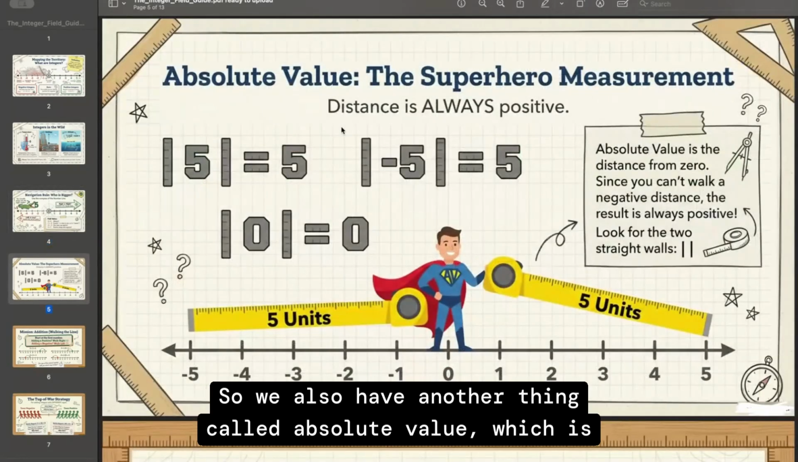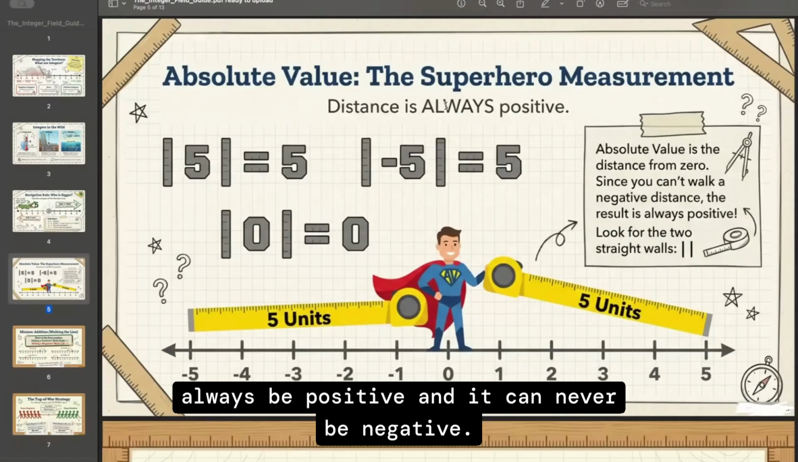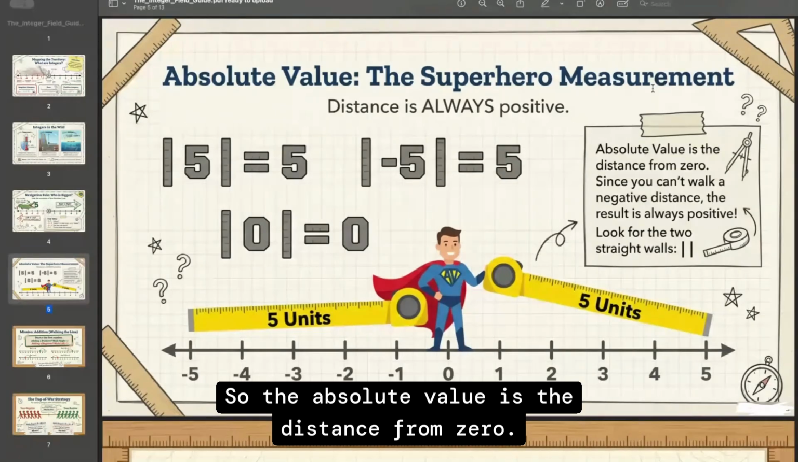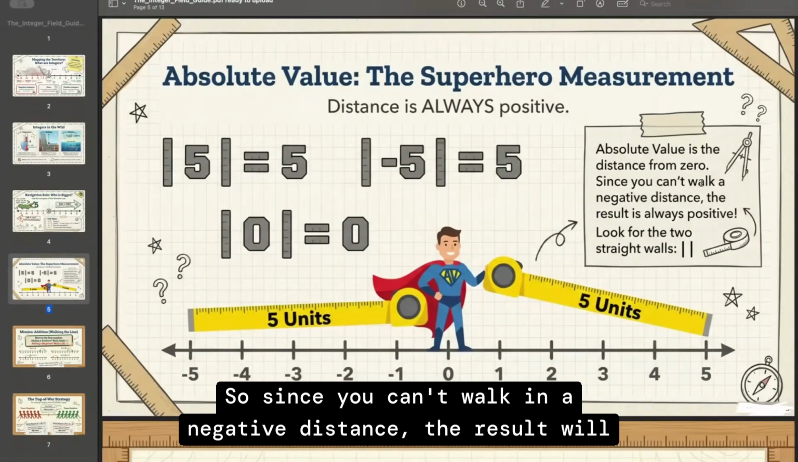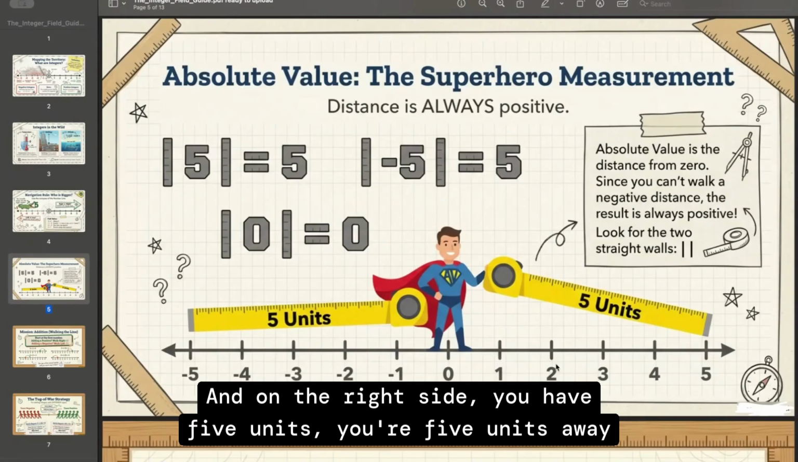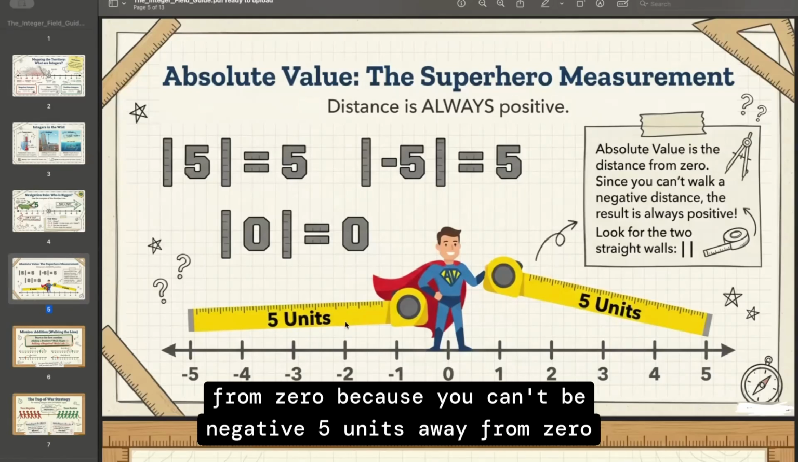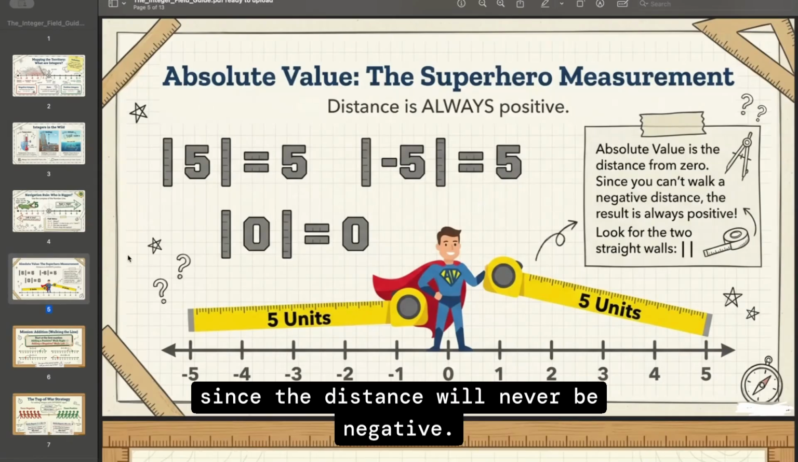We also have another thing called absolute value, which is used in distance. One thing you always have to remember is that distance will always be positive and it can never be negative. So the absolute value is the distance from 0. Since you can't walk a negative distance, the result will always be positive. For example, you're standing on the starting point here, which is 0. On the right side, you're 5 units away from 0. And on the left side, you're also 5 units away from 0, because you can't be -5 units away from 0 since the distance will never be negative.